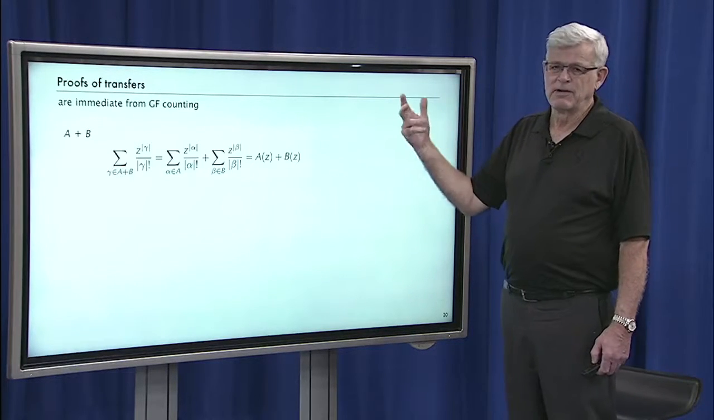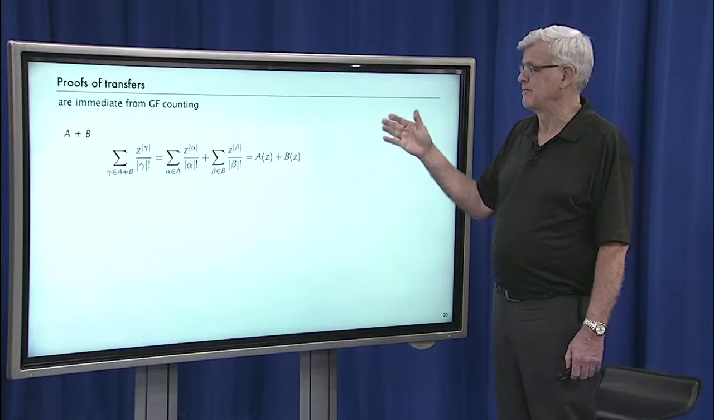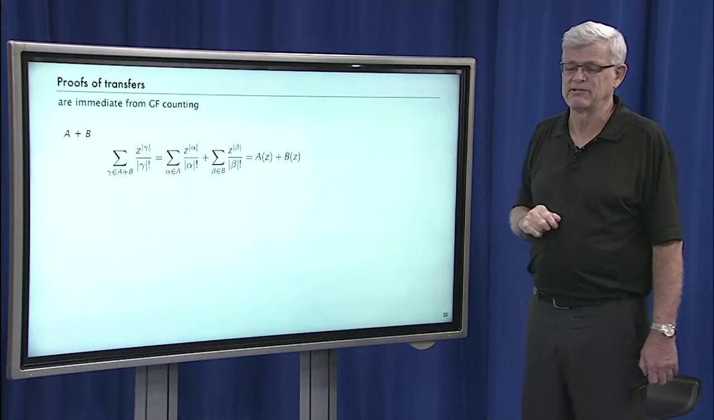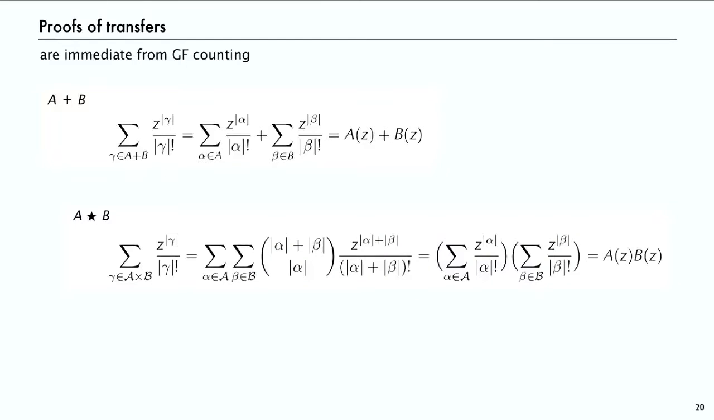So here's the proof of the transfer theorems, and I'm not going to dwell on these. They're quite straightforward, and they're very similar to what we did for unlabeled classes in the last lecture. For disjoint union, if you want the EGF for A plus B, if there's an item in A plus B, then there's a term, z to the size of that item over the size factorial. And that item had to come from either A or B, so we can separate the terms into A's and B's, and that's just A of z plus B of z. For the star operation, it's more complicated.